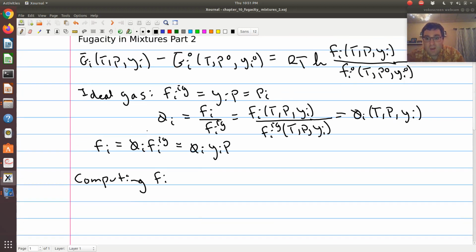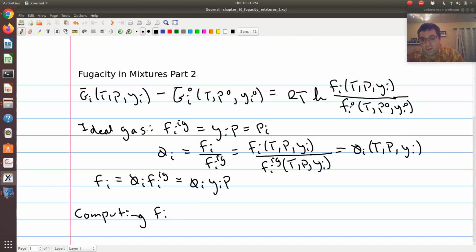One last note before I forget. Remember G bar i, the partial molar Gibbs free energy, comes up a lot, and so we also give it this term, mu i. We also call it chemical potential. It comes up so often we name it its own special thing, chemical potential, mu i.